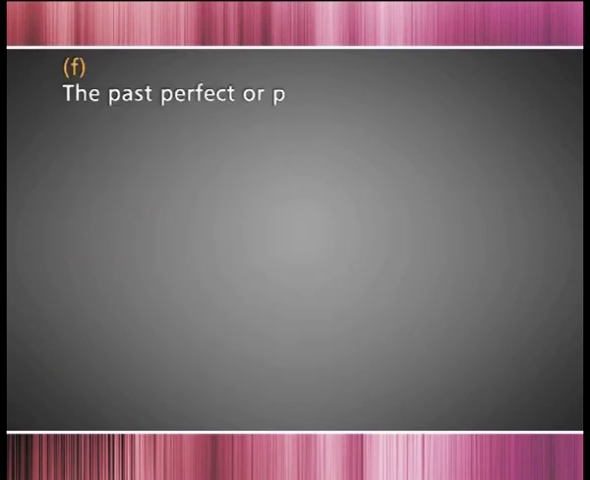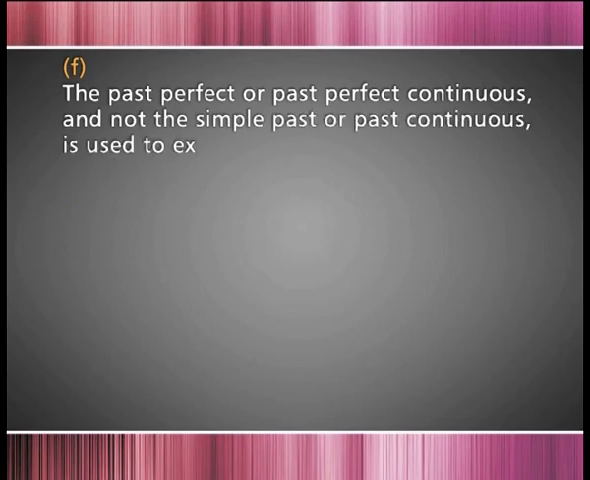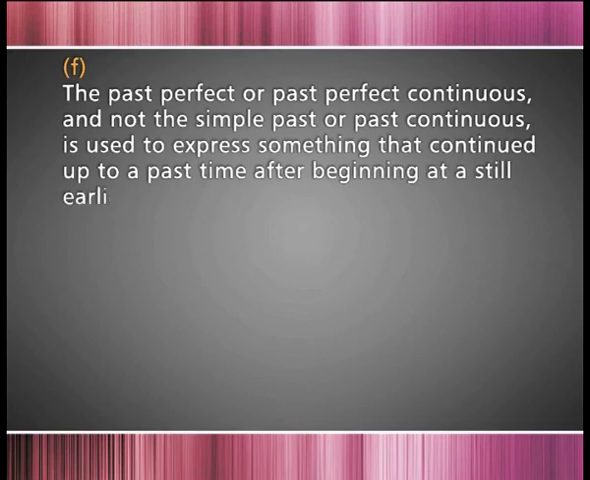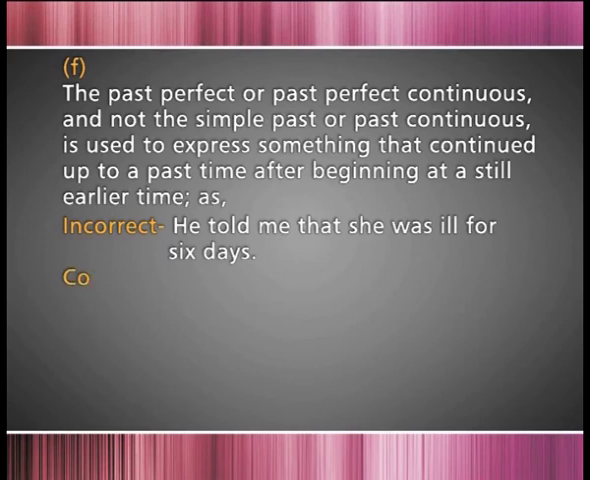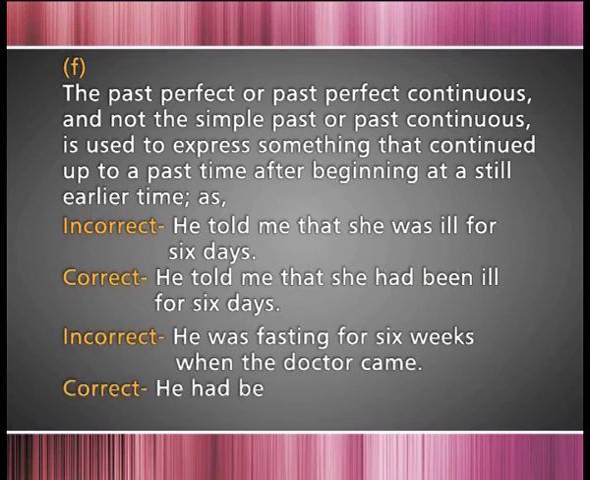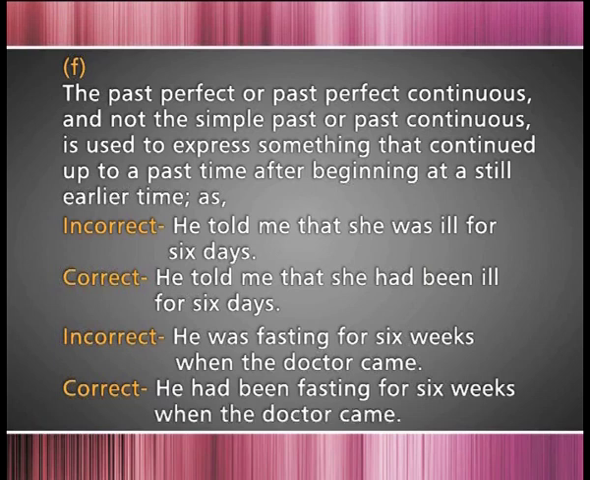F. The past perfect or past perfect continuous, and not the simple past or past continuous, is used to express something that continued up to a past time after beginning at a still earlier time. Incorrect: He told me that she was ill for 6 days. Correct: He told me that she had been ill for 6 days. Incorrect: He was fasting for 6 weeks when the doctor came. Correct: He had been fasting for 6 weeks when the doctor came.